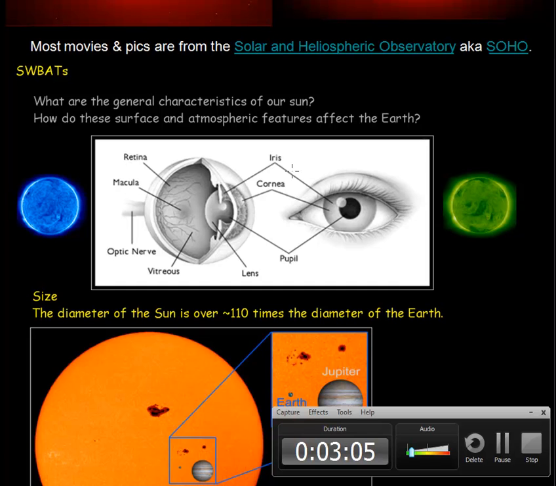I picked these guys off of that SOHO site. These are my Forest Park colors, blue and green. It would be nice if they had a silver one in there too, but that'll work.